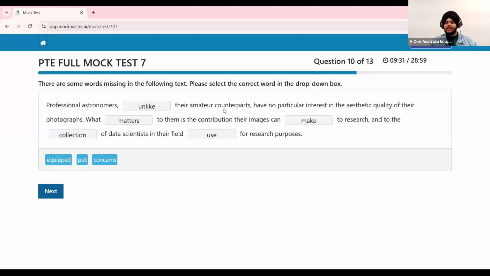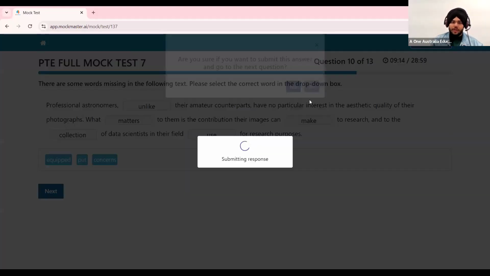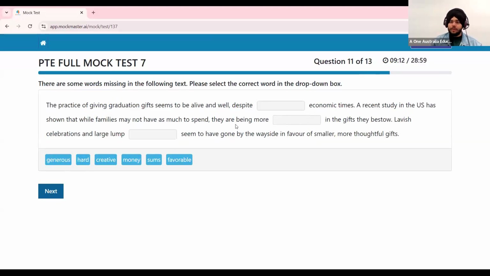Amateur counterparts basically means, so counterparts basically mean the people who have somewhat of the same job or somewhat of the same social status as you. Those are called counterparts. So let's move on, finish this quickly because we're running out of time.